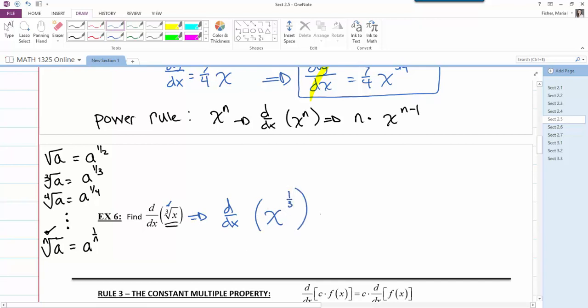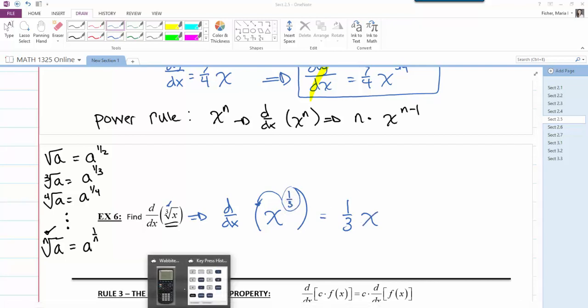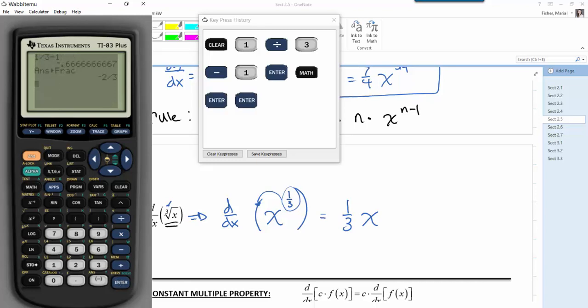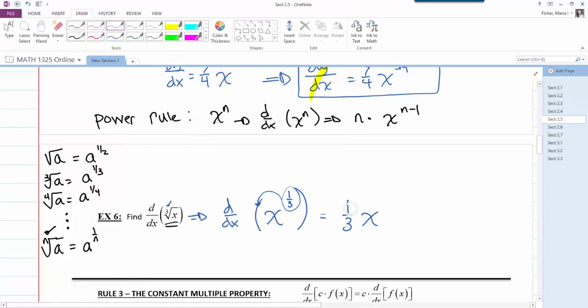Well, what's the derivative there? Again, remember this guy here multiplies out in front. So that's 1/3 x, and then it's going to be whatever 1/3 minus 1 is. And let's skip to just grabbing the calculator to figure that out. So 1/3 minus 1. Hit enter, and then make it a fraction, and it's negative 2/3. So the derivative is equal to 1/3 x to the negative 2/3.